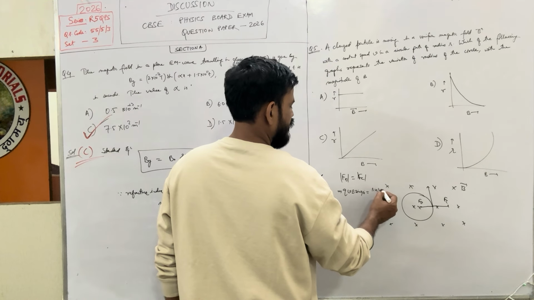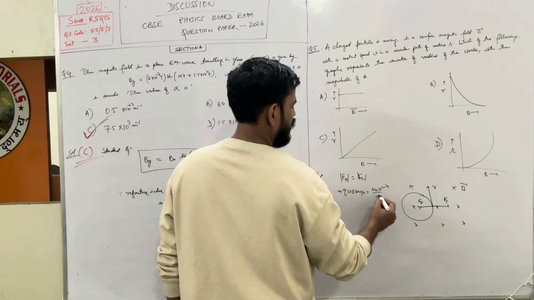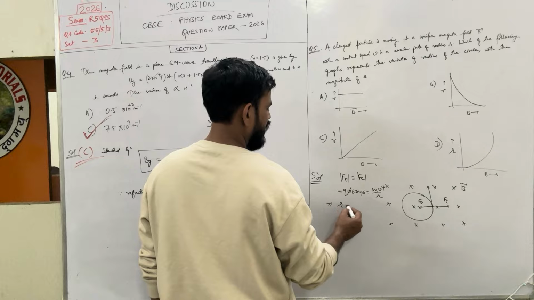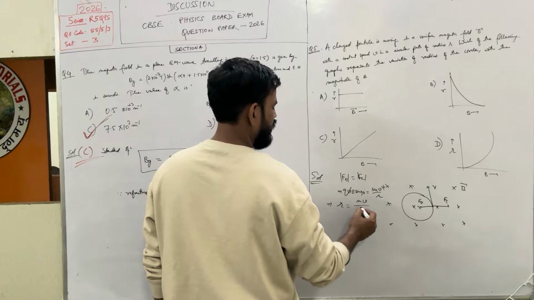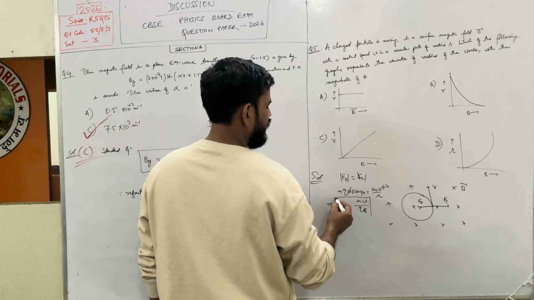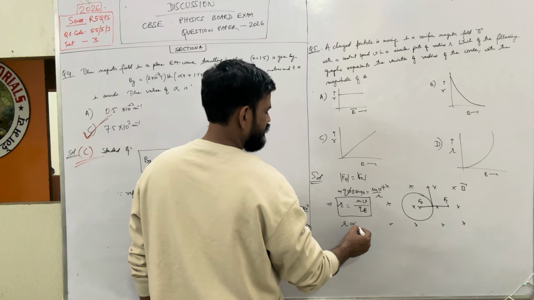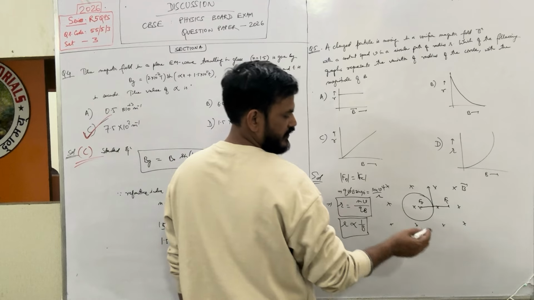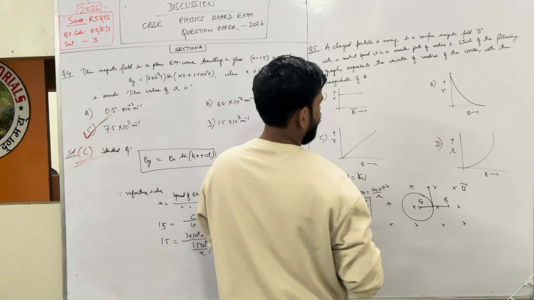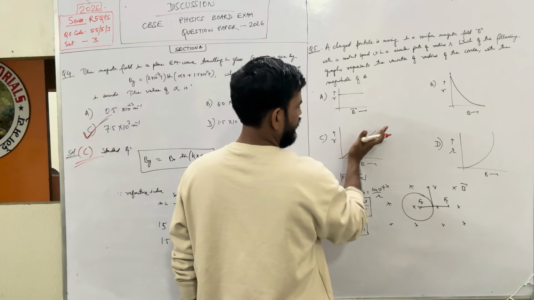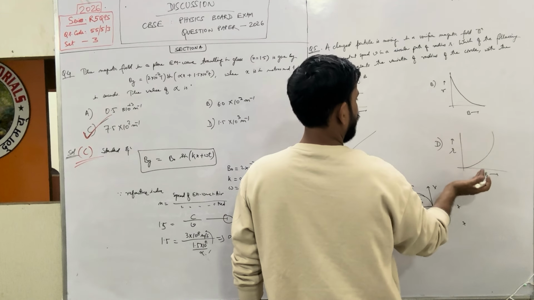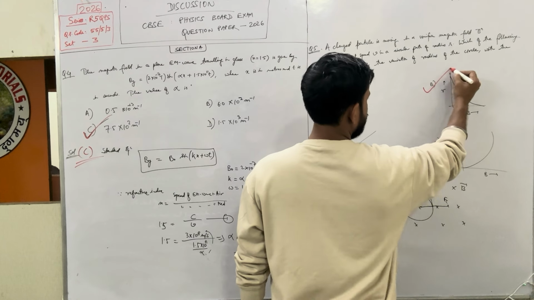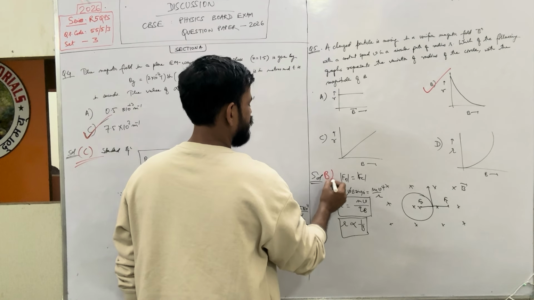Centripetal force is mv square by r, so V gets cancelled and you have R equal to mv divided by qB. We clearly see that R is inversely proportional to B. So the inverse proportionality graph is only represented by one graph. This one is constant, this is directly proportional, this one looks parabolic, so it is quadratic. The inverse graph is this, B. The correct answer is B.